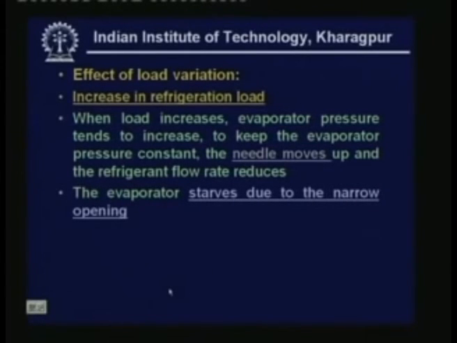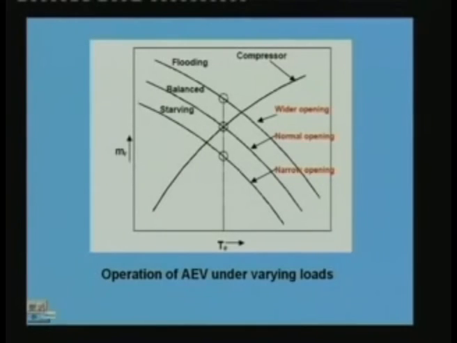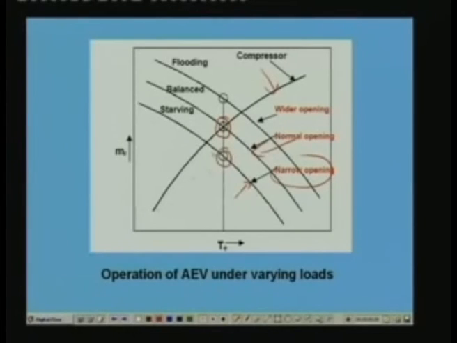Once the mass flow rate through the valve reduces, the evaporator starves due to the narrow opening. So this is the mass flow rate curve for the narrow opening. The mass flow rate reduces. This is the balance condition at which mass flow rate to the compressor is equal to the mass flow rate to the capillary. But because of the increase in load, the needle moves up and the opening becomes narrow, so mass flow rate to the valve reduces. So the new point is this.